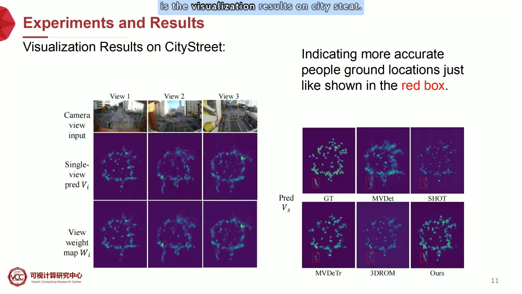The figure is the visualization results on CityStreet. The first 3 lines in the left figure are the same as those in CVCS. On the right figure, you can see the ground truth of the scene and the results of various methods. Similarly, within the red box, our method demonstrates superior detection performance compared to others.